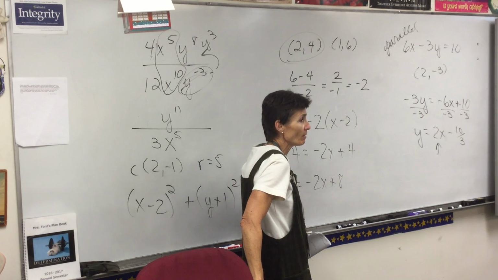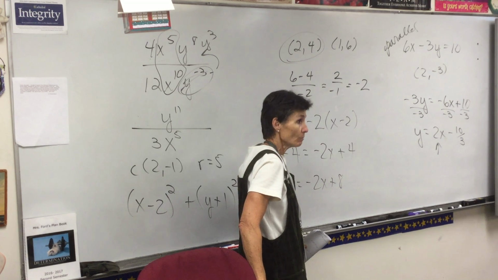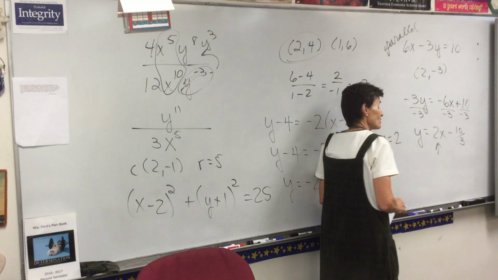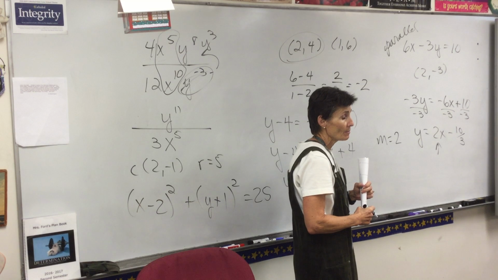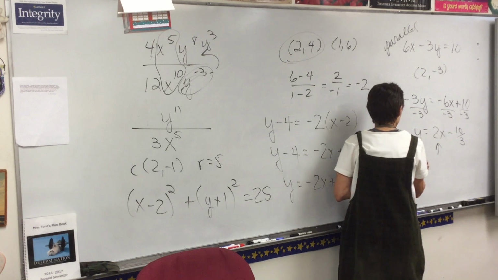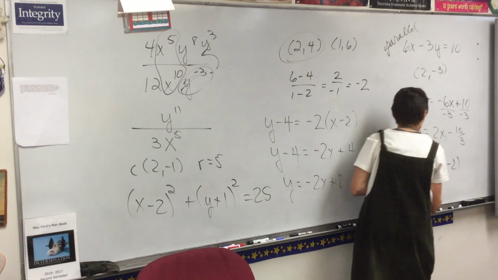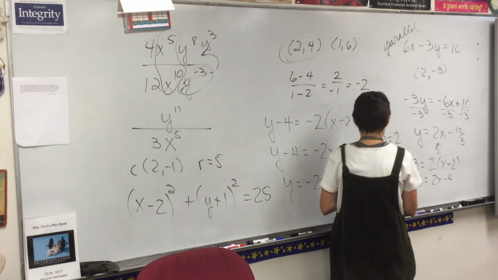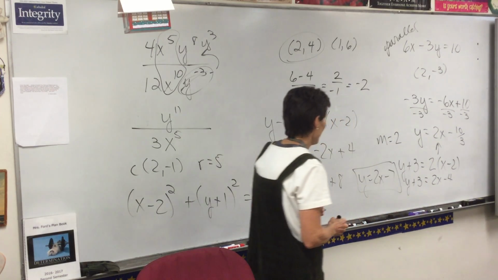Now, since the line is parallel, I'll use 2. So my slope is going to be 2. Parallel means same slope. If this were a perpendicular problem, then I would use negative 1/2. Y plus 3 equals 2, that's my slope, times x minus 2. Y plus 3 equals 2x minus 4, and y equals 2x minus 7. That is my line.